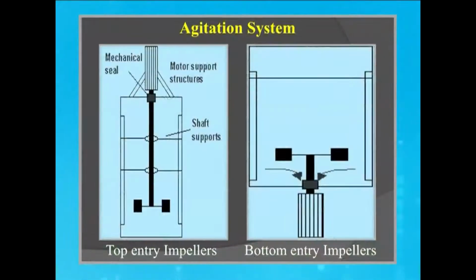The agitation system can be top entry or bottom entry. Now, if we go for a top entry impeller or agitation system, the seals are properly done. The motor structure definitely requires a lot of support, so this is briefly kind of a disadvantage. But if we look into the bottom entry impeller, because the shaft is almost at the bottom and there is the gravity of the whole of the media on this, most often microbial cells and other solid particles deposit in this area and cause problems with the sealing. So most often we go for a top entry impeller.